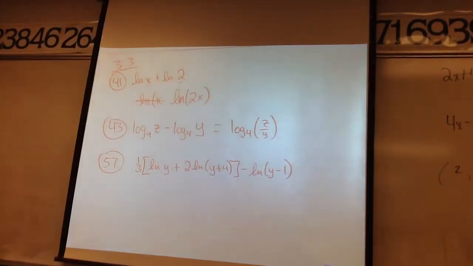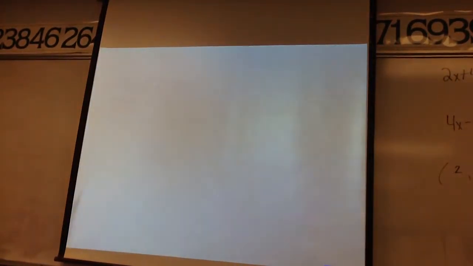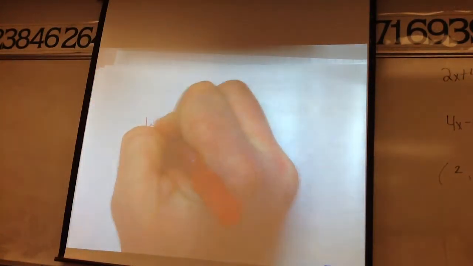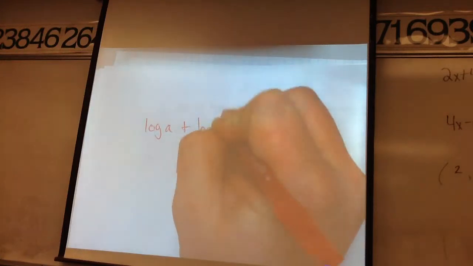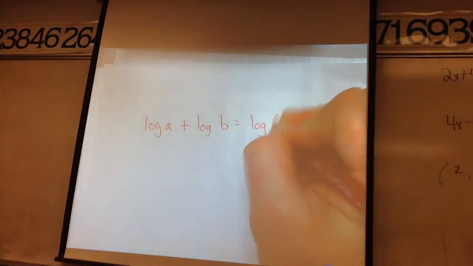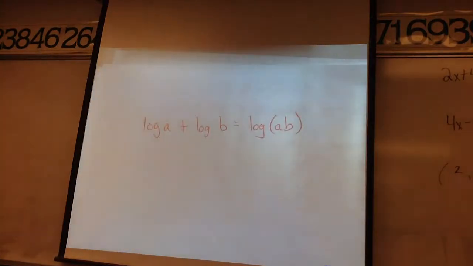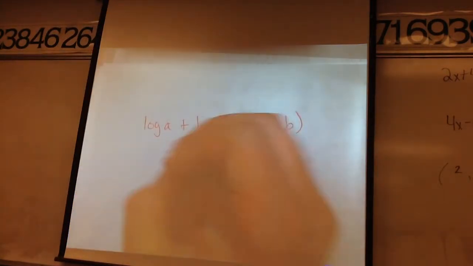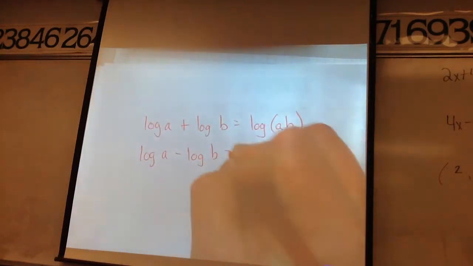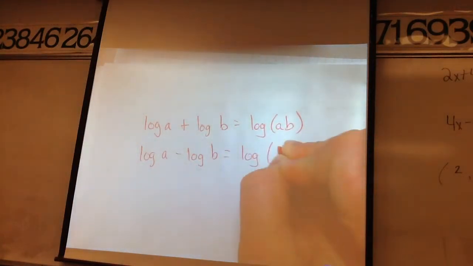Oh yeah. Just to review the properties. Log of something plus log of something else equals log of those two things multiplied together. Log of A minus log of B would equal log of A over B.